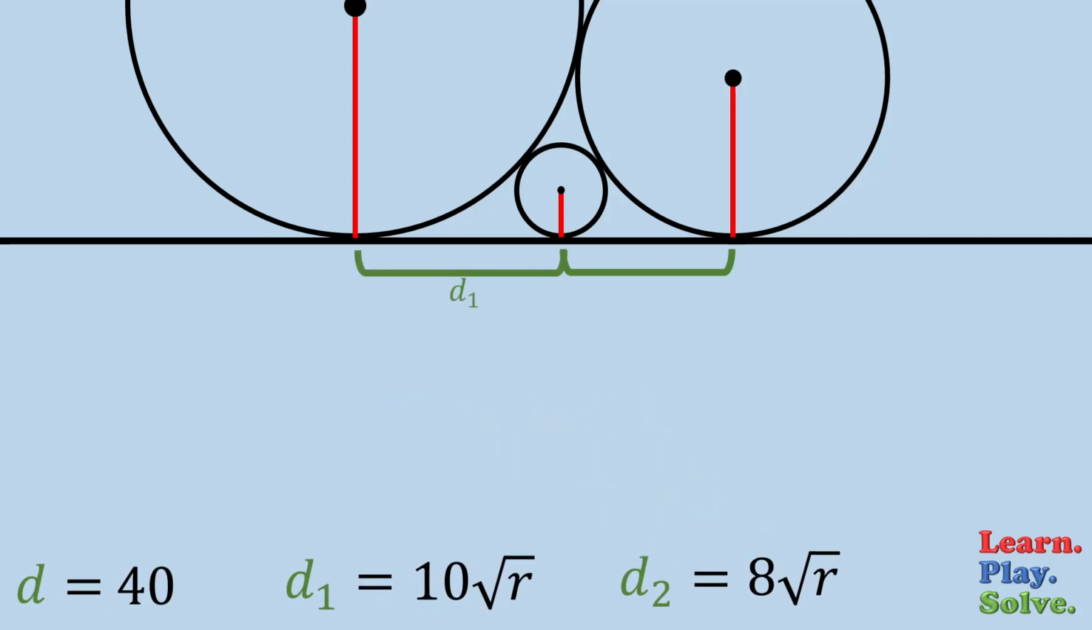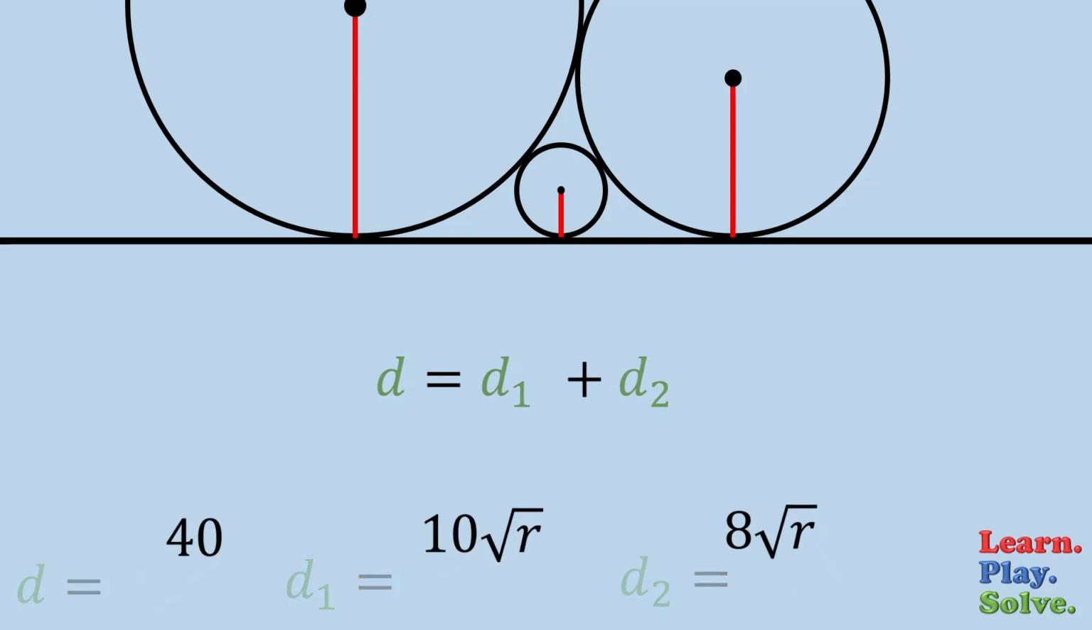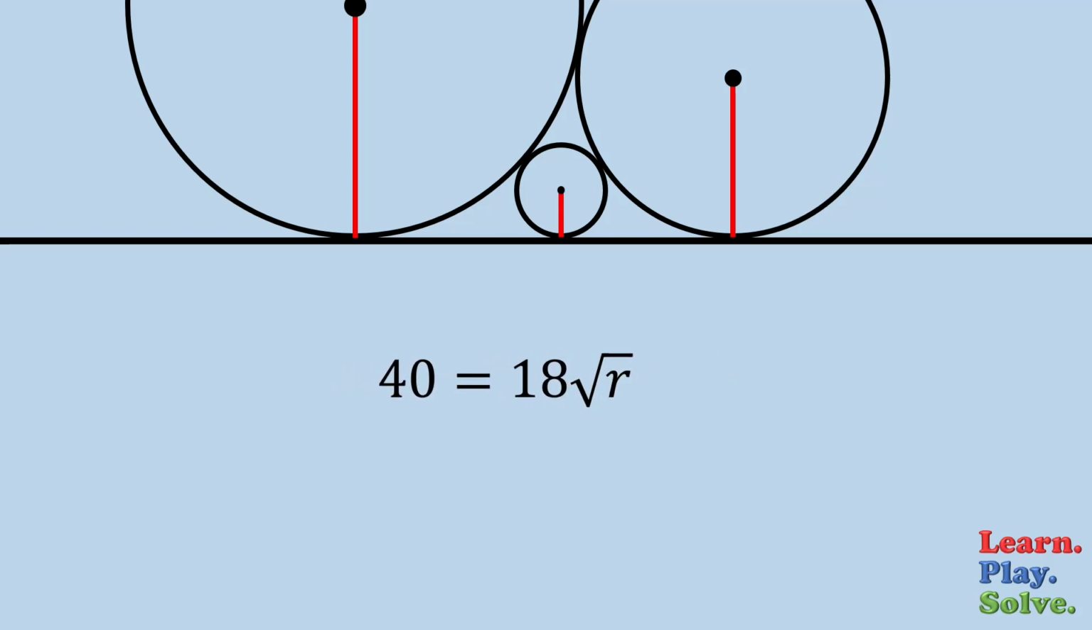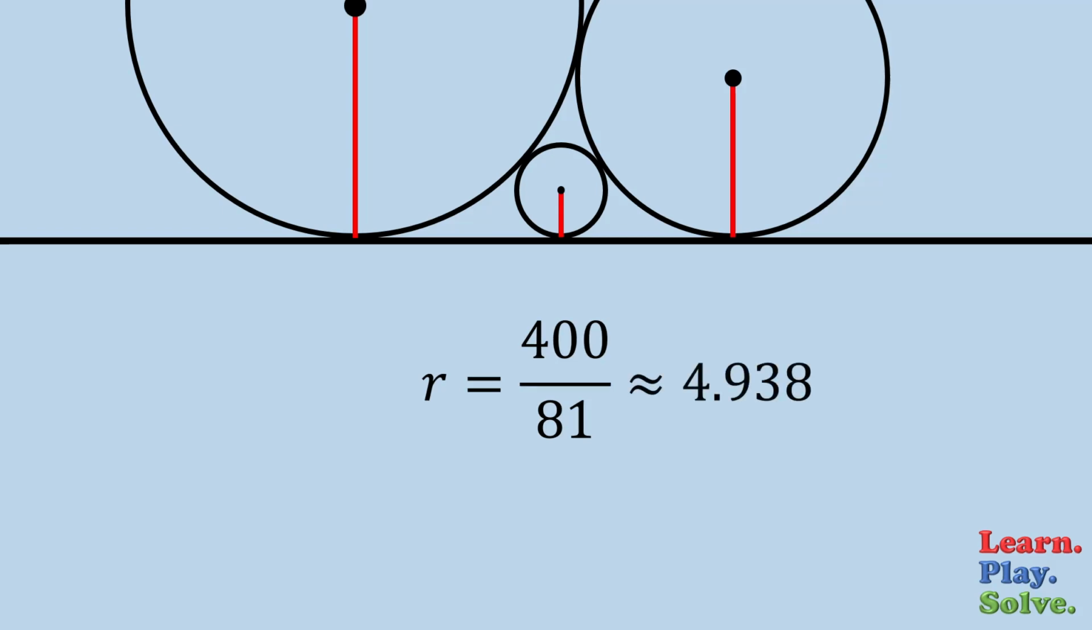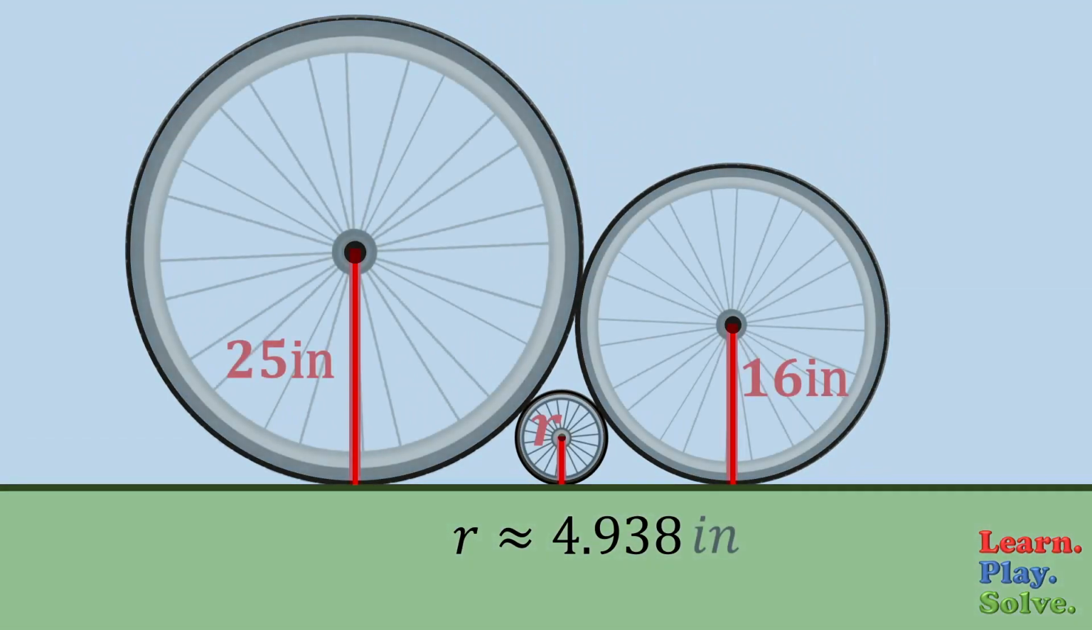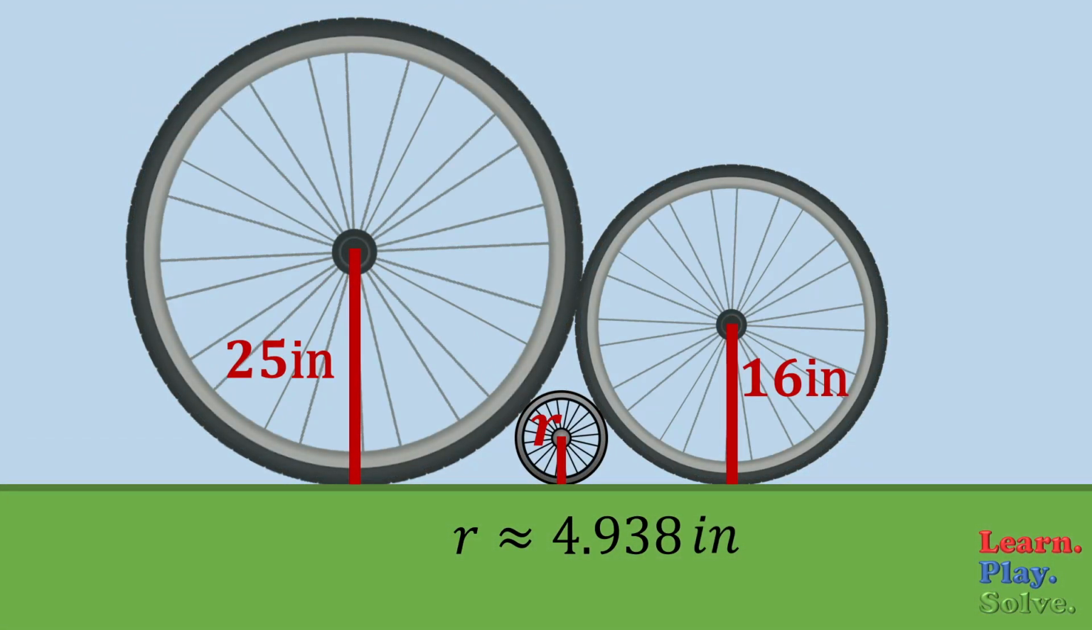We know that the sum of d1 and d2 is equal to d. That gives us a nice relationship between these three values that we can plug them into. And now we can solve for r. Combine like terms, divide by 18, then reduce the fraction, and finally, square both sides, and we end up with 400 over 81, which comes out to approximately 4.938. So this is the largest wheel that could fit between the two given wheels and the ground.